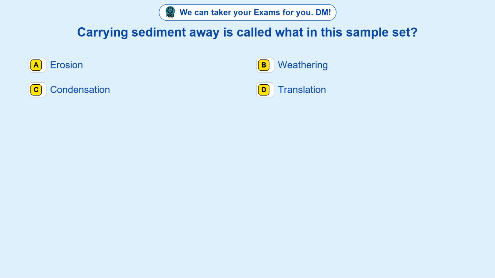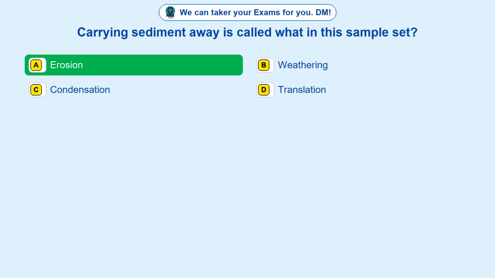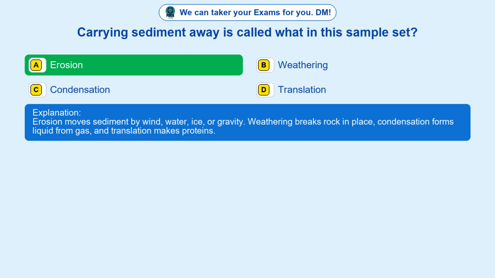Question 82. Carrying sediment away is called what in the sample set? Option A, erosion. Option B, weathering. Option C, condensation. Option D, translation. The correct answer is option A, erosion. Erosion moves sediment by wind, water, ice, or gravity. Weathering breaks rock in place, condensation forms liquid from gas, and translation makes proteins.